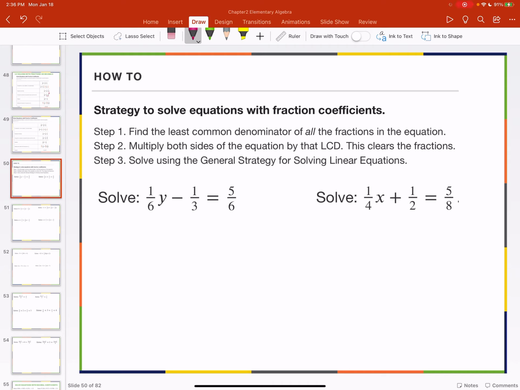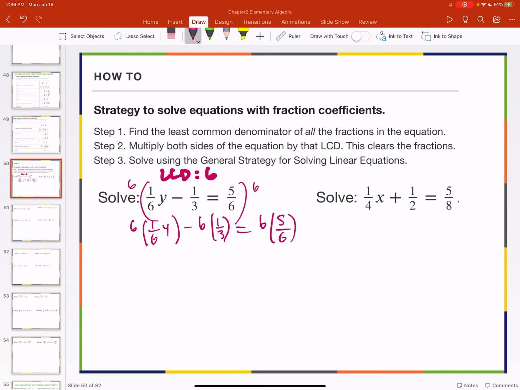So let's say, for instance, this equation here, 1/6y minus 1/3 is equal to 5/6. Well, the least common denominator for this one here is going to be 6, right? Because 6 divides into it and 3 divides into it. So let's go ahead and multiply both sides of the equation by this 6, okay? So basically, we're taking 6 times 1/6 y minus 6 times 1/3 is equal to 6 times 5/6.